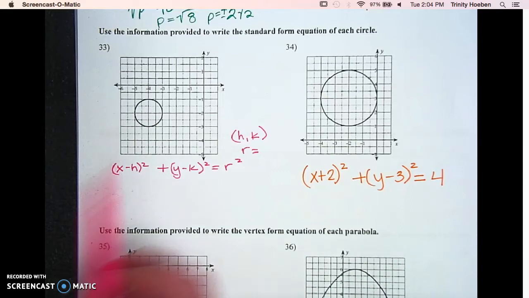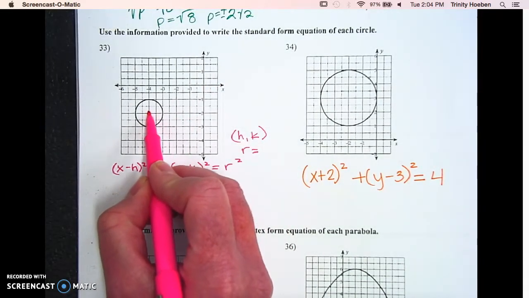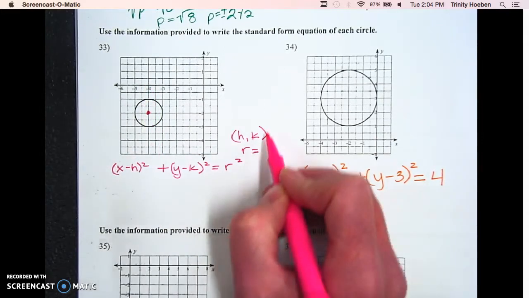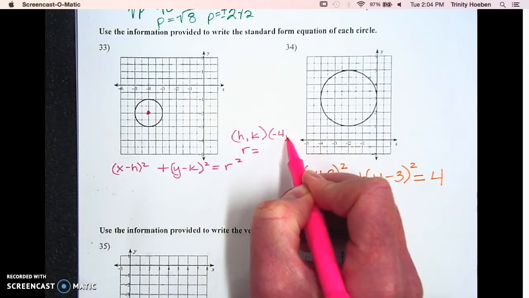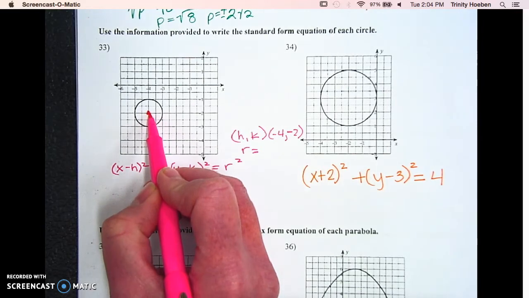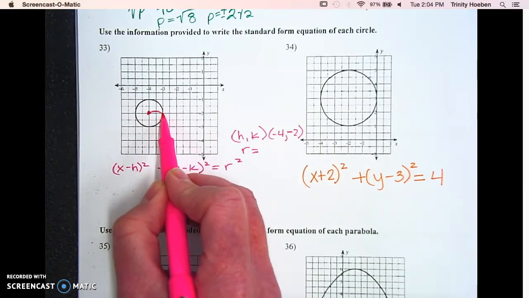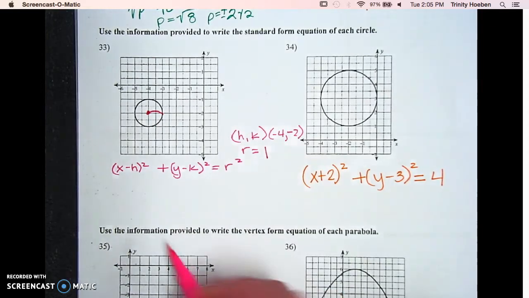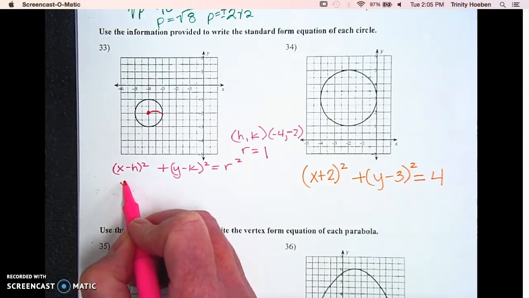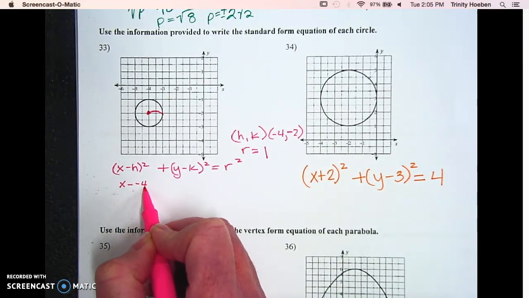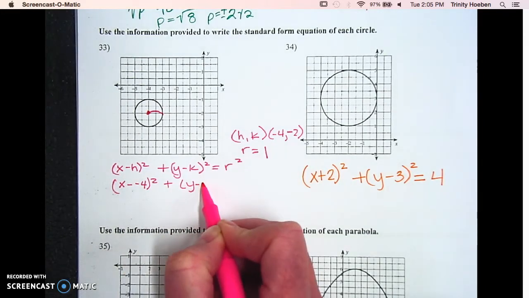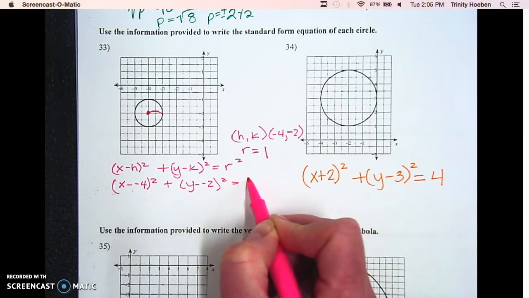So for this circle right here, the center is right here, and it's at -4, down 1, 2. So at -4, 2. Sorry, -4, -2. And the radius looks like it's 2, but from -4 to -3, it's just 1. So you're going to plug these three numbers in for h, for k, and for r, which will give you x minus -4 and y minus -2 equals 1 squared.